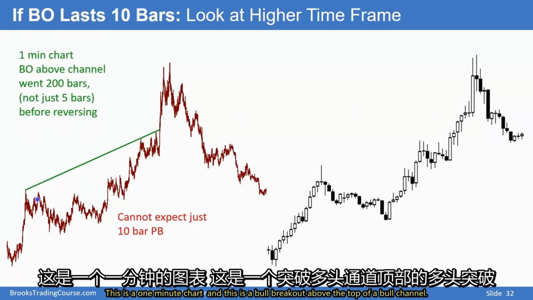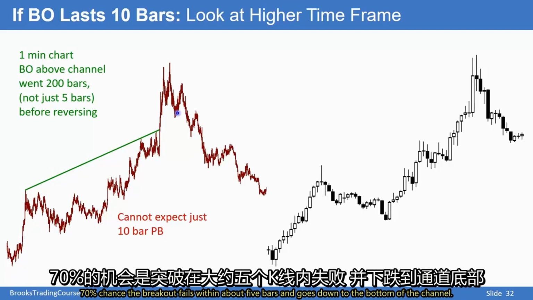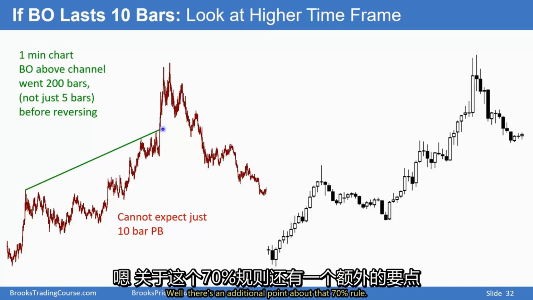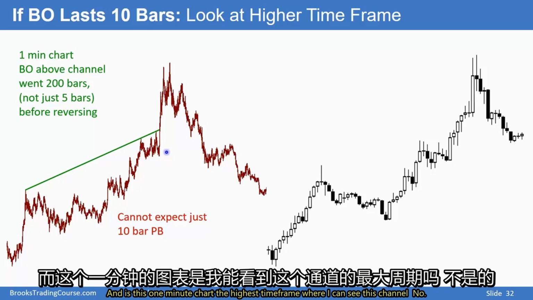This is a 1-minute chart, and this is a bull breakout above the top of a bull channel. Now, what about my 70% rule? 70% chance the breakout fails within about 5 bars and goes down to the bottom of the channel. Well, there's an additional point about that 70% rule. The 70% rule works on the highest time frame where you can draw the channel.